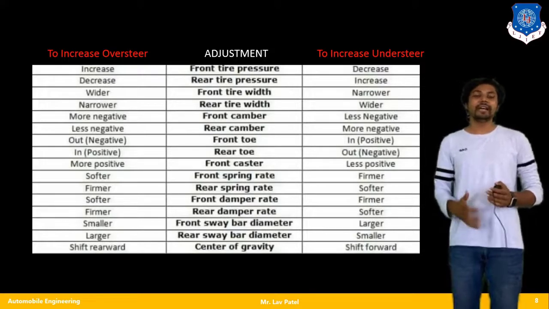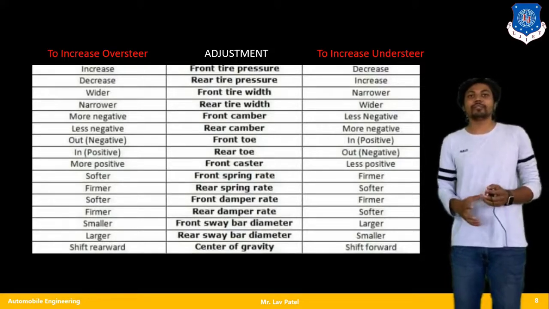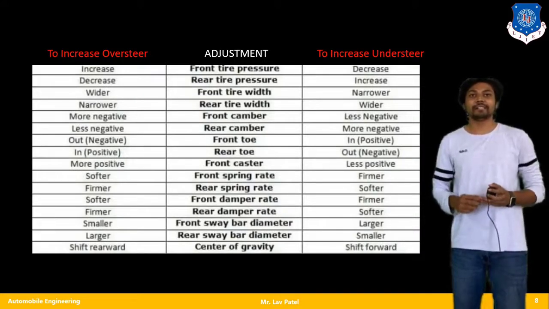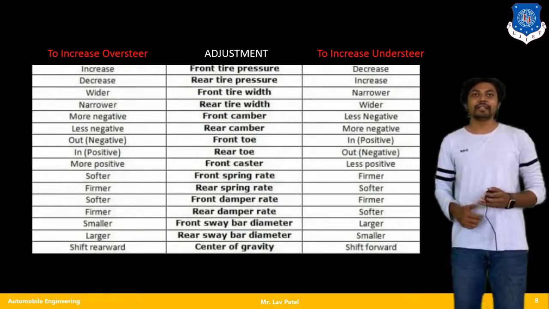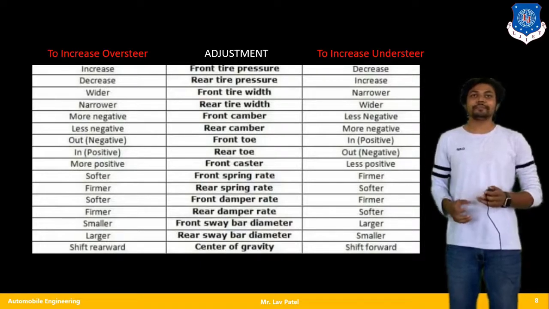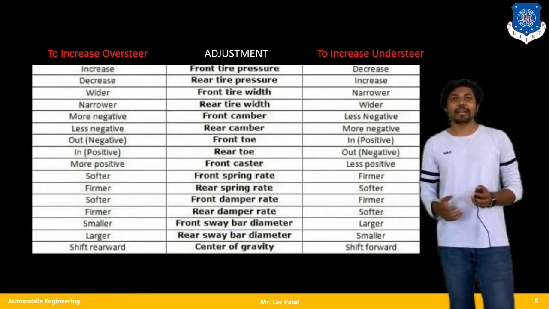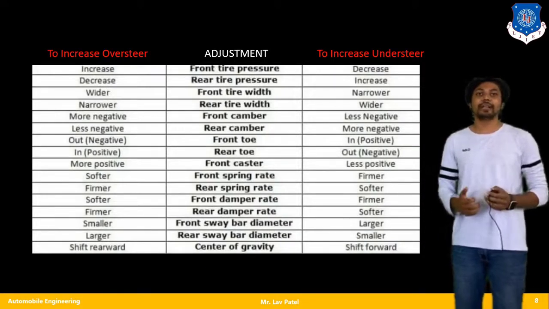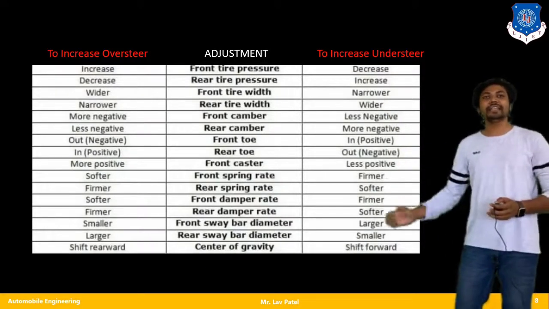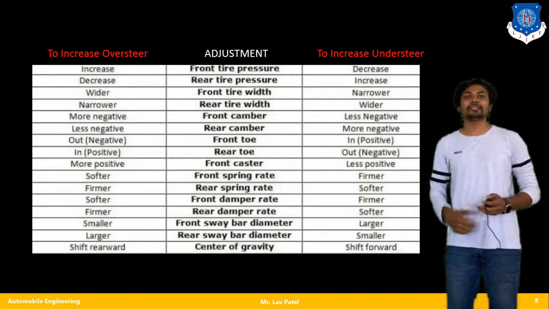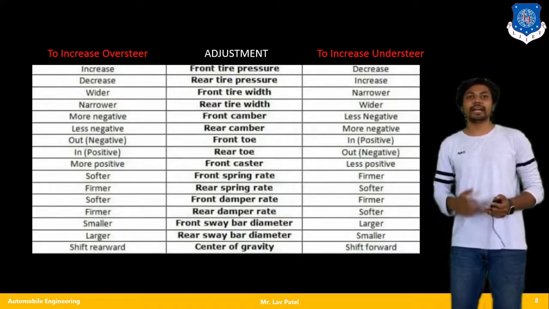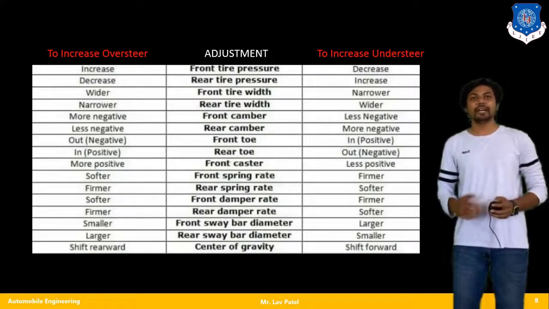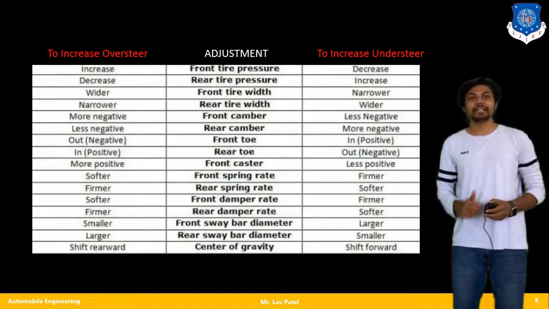Even spring rate and suspension parameters, like spring rates and damper rate, we also have to consider to eliminate such effects. Also, there are other components like sway bar diameter and the center of gravity of the vehicle. So these are the number of parameters I have to adjust to overcome my oversteer and understeering effects. So this is all about oversteer and understeer from the steering system.